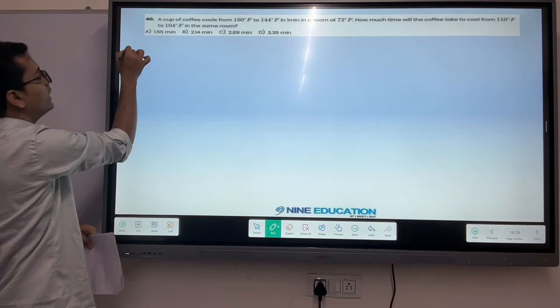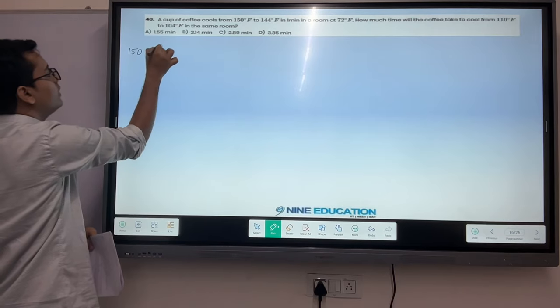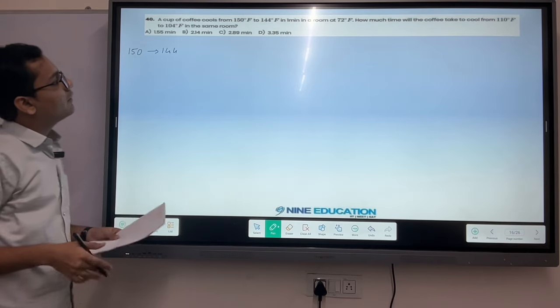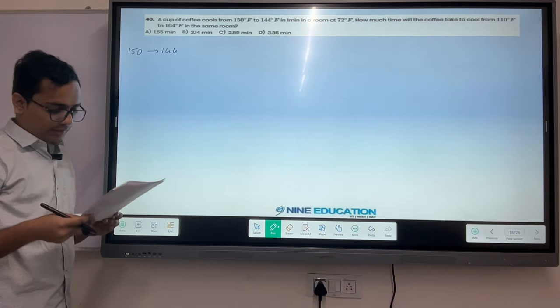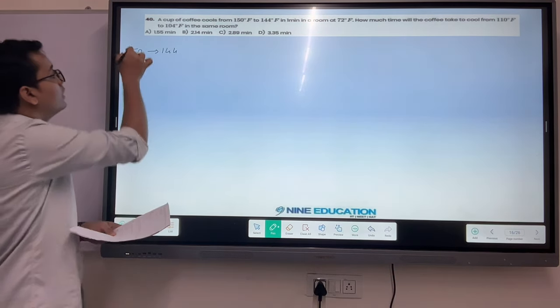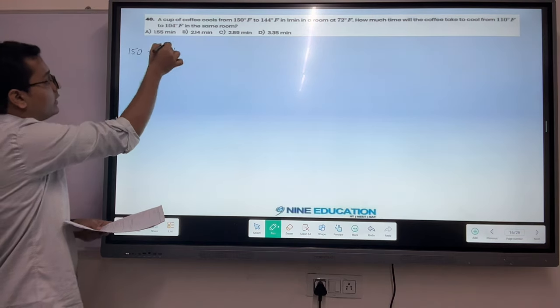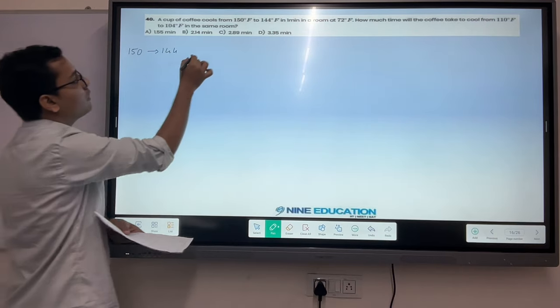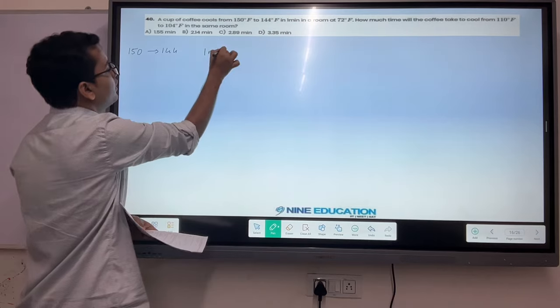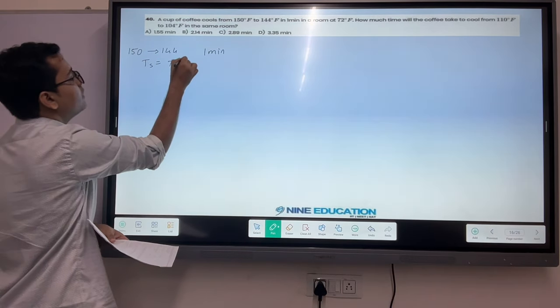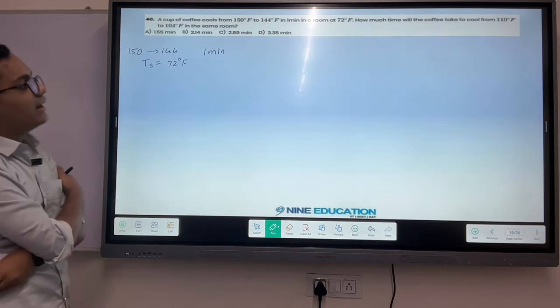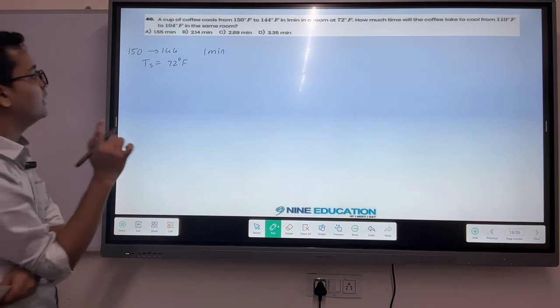So they are saying that the temperature goes from 150 to 144. Again, if you need time to read the question, pause the video and you can read from your question paper. So the time taken to go from 150 to 144 degrees Celsius is 1 minute, while the temperature of the surrounding is basically 72 degree Fahrenheit. Everything is in Fahrenheit, so I will do all the calculations in Fahrenheit only.